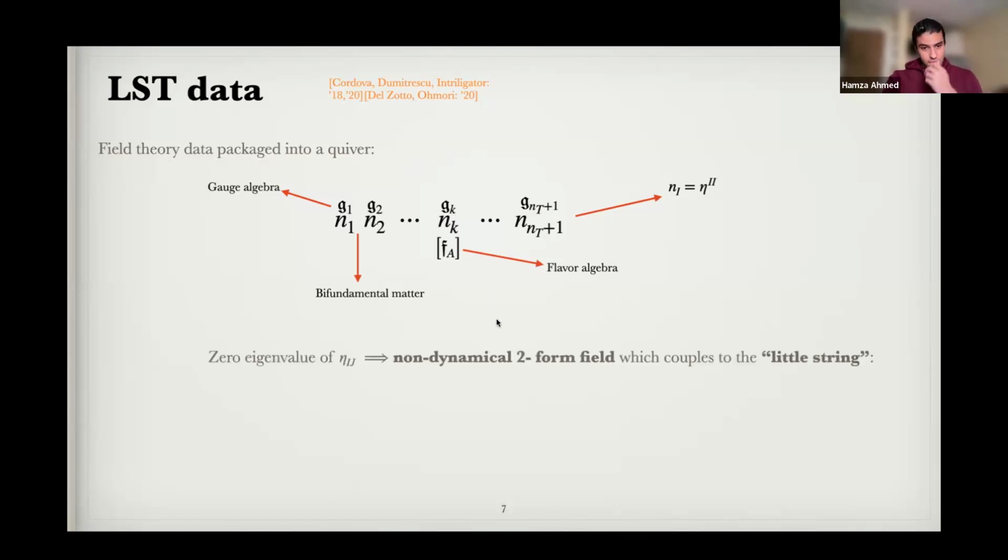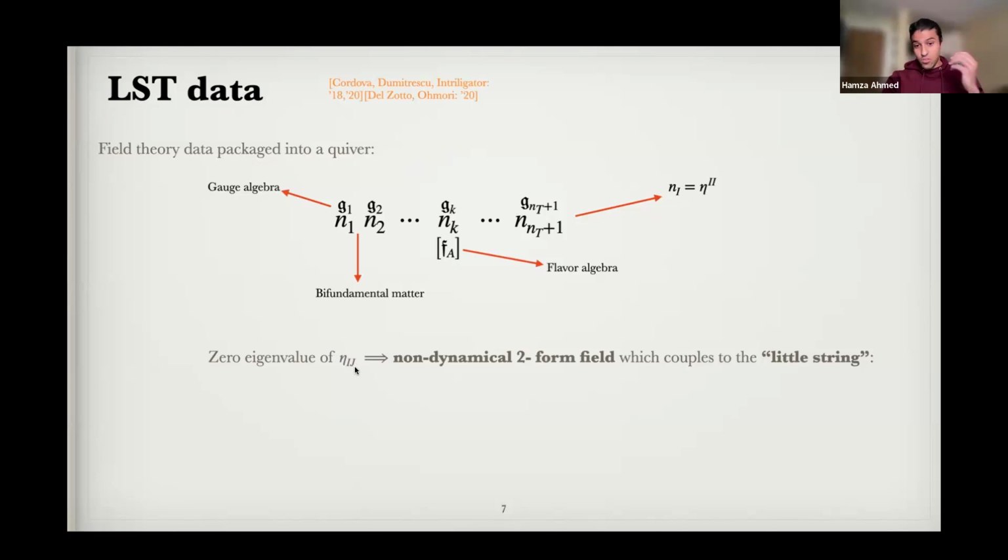So yeah, as I said, this matrix has a 0 eigenvalue, and this leads to a non-dynamical two-form field in the theory, which couples to what we call the little string. And it's easy to see why there must be such a field in the theory, because this eta matrix shows up as the coefficients of the kinetic terms of the scalars in the tensor multiplet. And so by supersymmetry, there must be an associated two-form field for which there's a 0 eigenvalue.